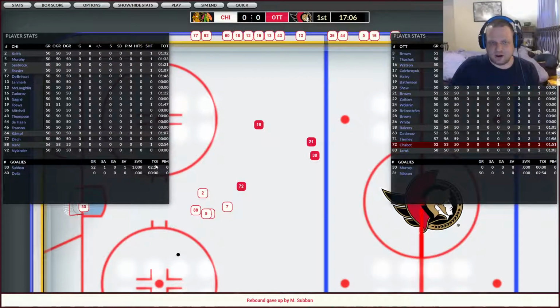TOI is time on ice, and then penalty minutes, because goaltenders can take penalties as well. And that's pretty much it for individual stats. There's a few more, so what I'm going to do is I'm going to quick sim to the end of the game, and I will be right back to look at that.